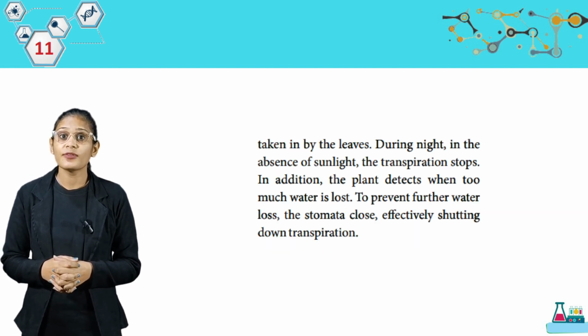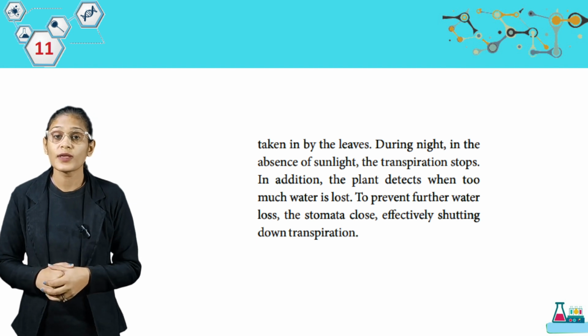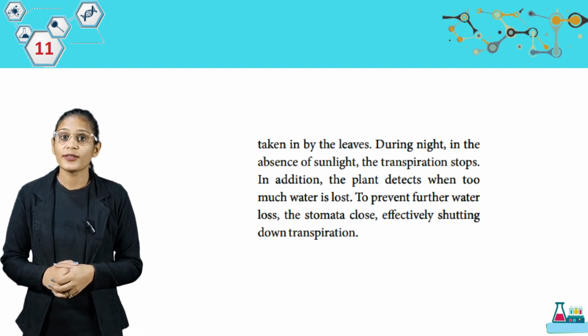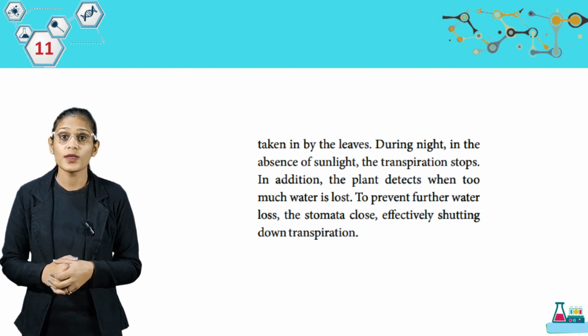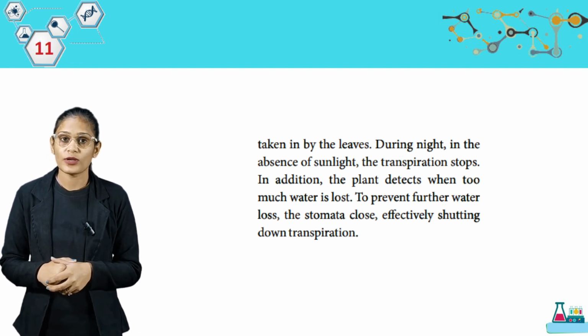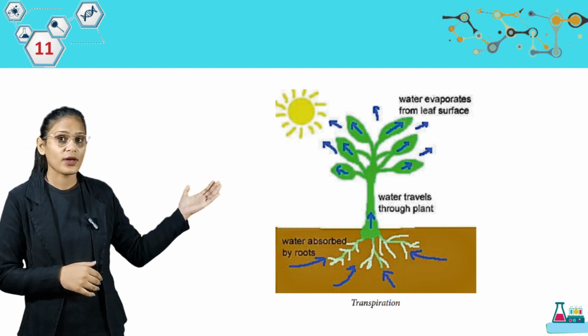During night, in the absence of sunlight, the transpiration stops. In addition, the plants detect when too much water is lost. To prevent further water loss, the stomata close, effectively shutting down transpiration. Look at this picture. It is transpiration.